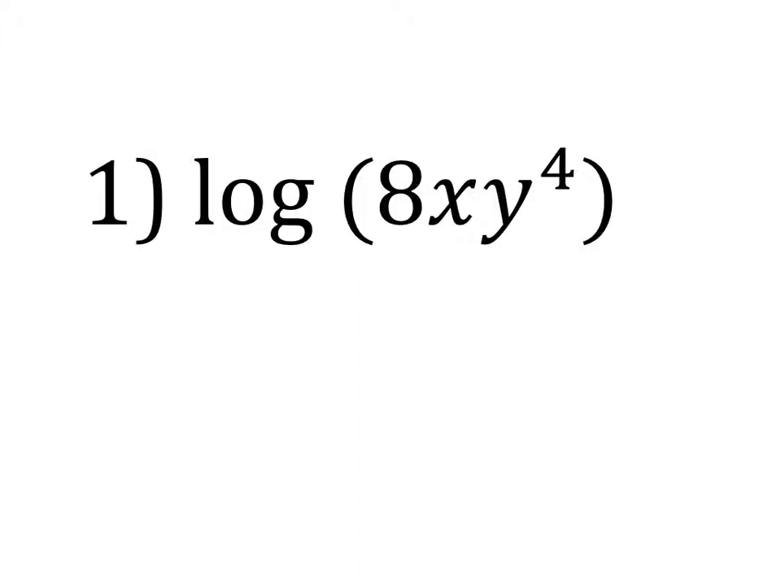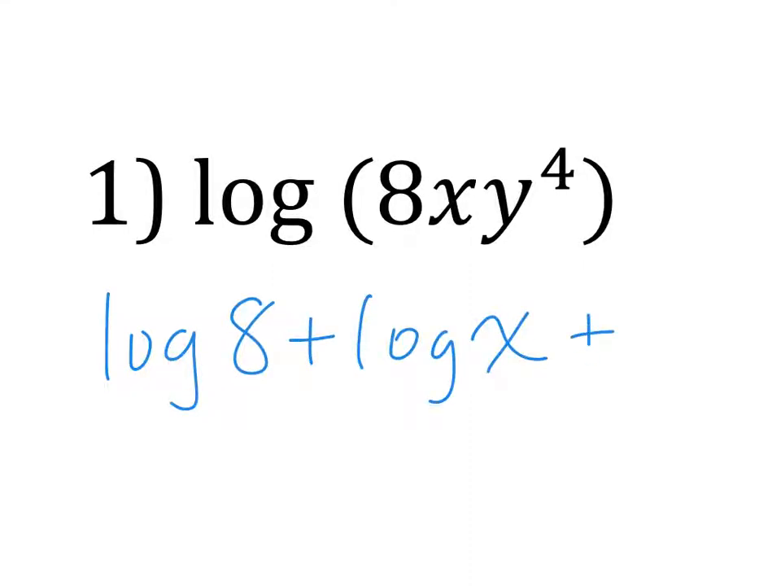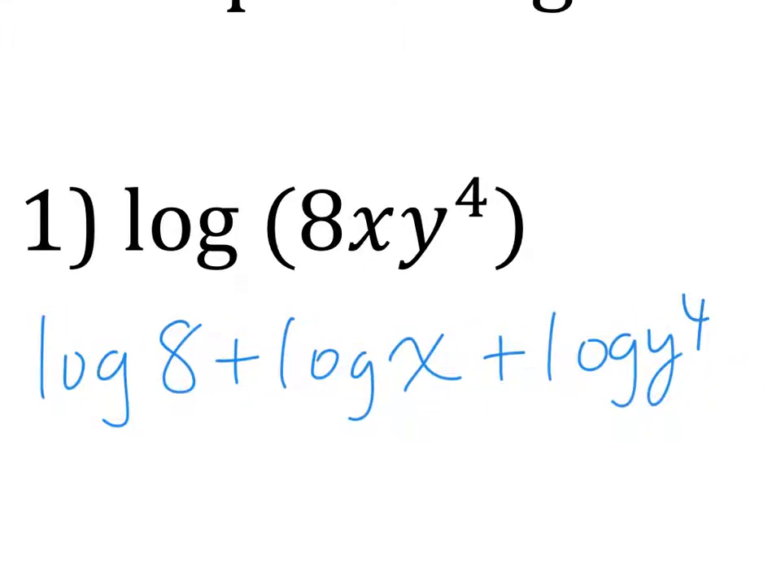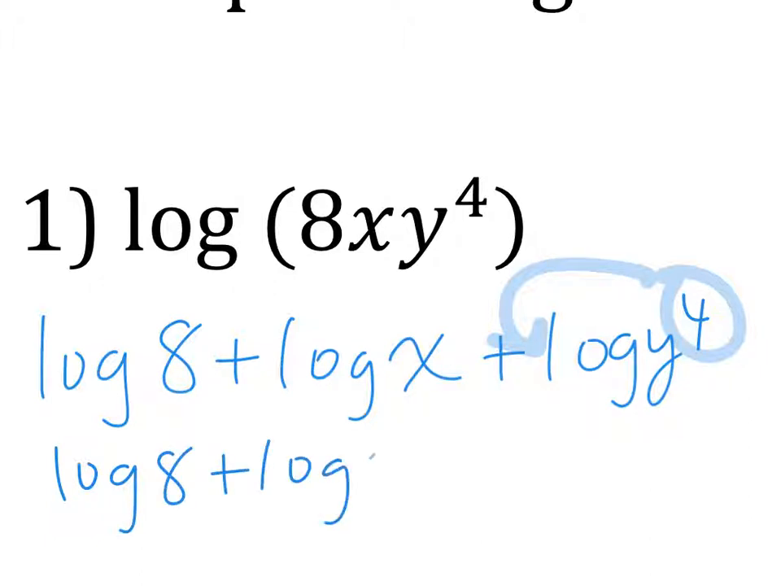Anytime you have something that's multiplied together, that is how many plus signs you're going to have. Okay, so we can expand this. Log of 8 plus log of x plus log of y to the 4th. Can I simplify this more? Yes. What can I do? 4 log y. Okay, log 8 plus log x plus 4 log y.